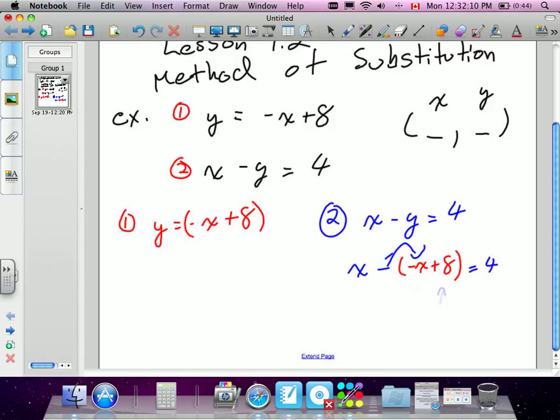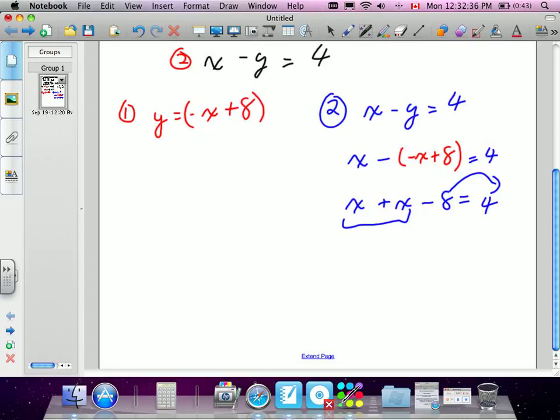So first off, I need to distribute the negative on the outsides of the brackets. So I'm going to be left with x. Negative times negative x will be plus x. And negative times positive 8 is minus 8. Equals 4. I'm going to combine my like terms. I have x plus x, which will give us 2x. And I need to move negative 8 to the other side of the equation. So I will have 2x is equal to 4 plus 8. 2x is equal to 12.